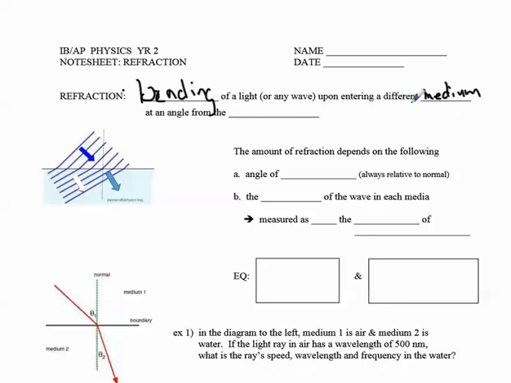The second criteria, besides entering another medium, is it has to enter at an angle. When we talk about an angle, it's got to be from the normal. Okay, we always measure angles with reflection and refraction from the normal.